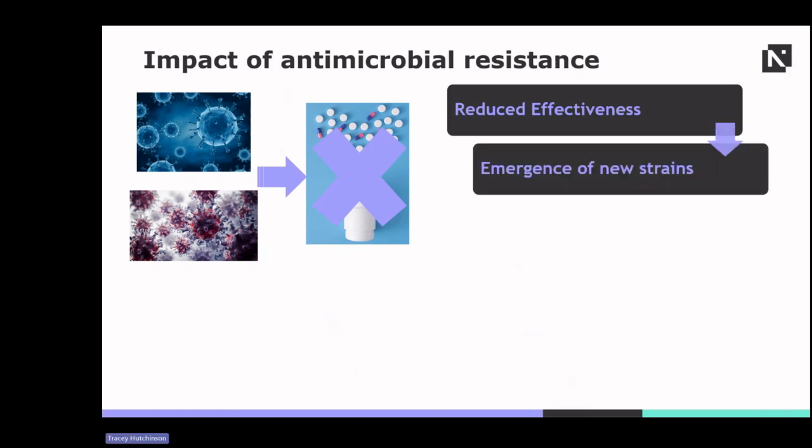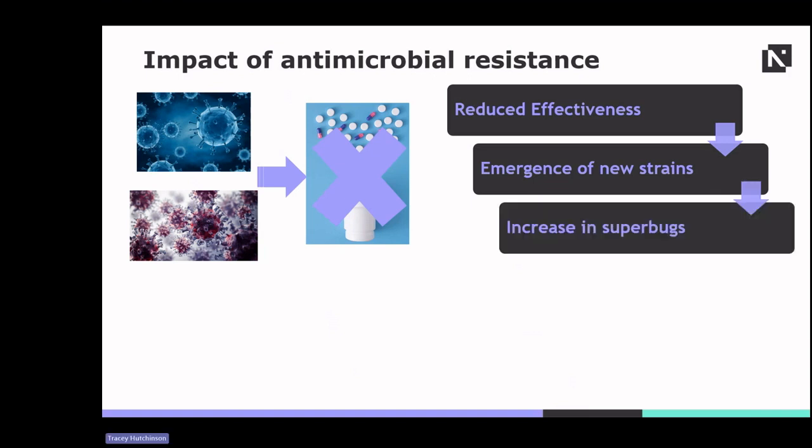Antimicrobial resistance has spurred the emergence of new strains of microorganisms that are resistant to multiple antibiotics, making infections more challenging to treat. Increase in superbugs. Resistant strains of microorganisms, often referred to as superbugs, such as MRSA, pose a significant public health threat due to their ability to cause severe and difficult to treat infections.